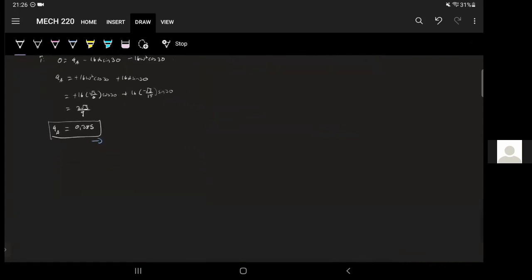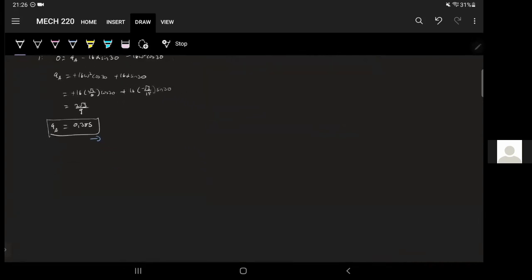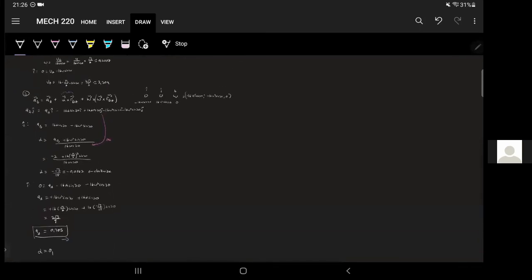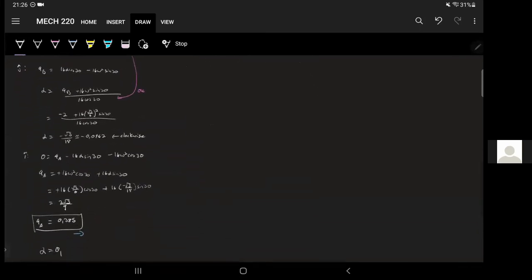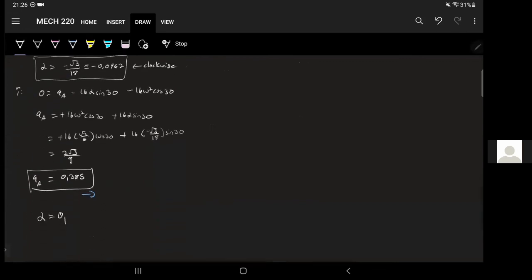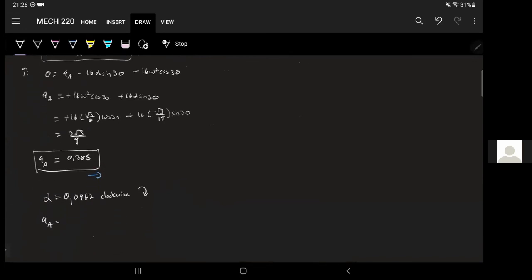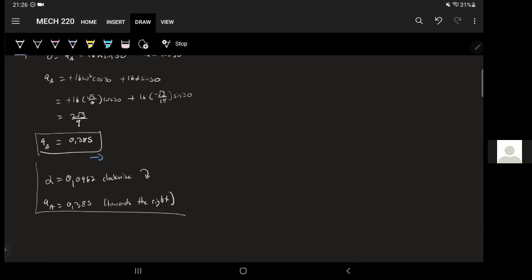And just to be clear, these are our final solutions. So basically, alpha of the body is going to be equal to, let's find it right here, 0.0962 clockwise, so in this direction. And alpha A is going to be 0.385 towards the right.